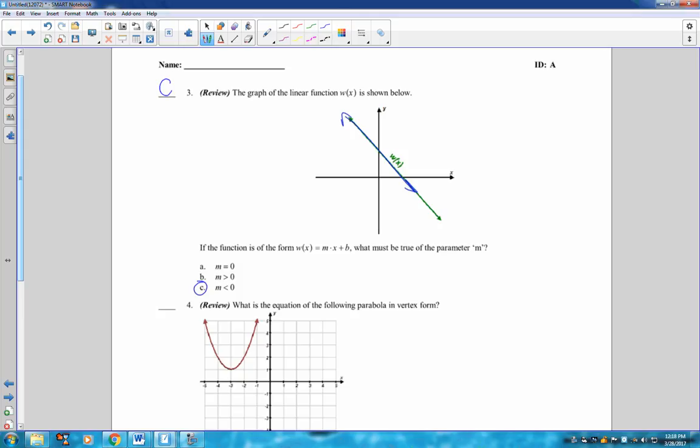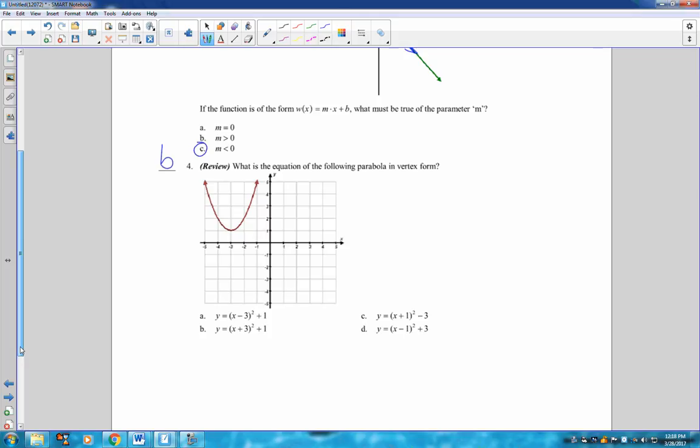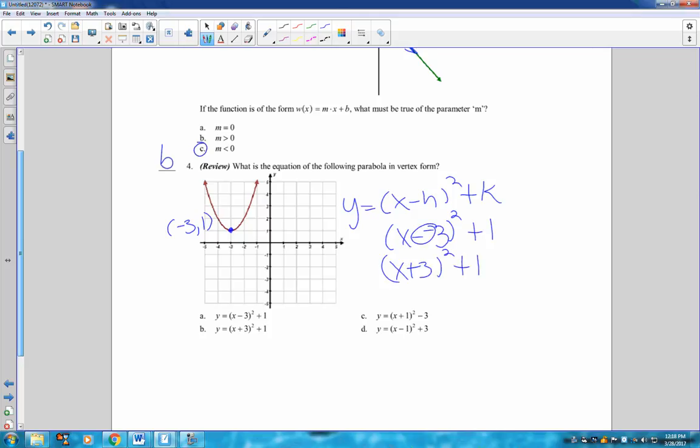Number 4 is B. What is the equation of the following parabola in vertex form? Well, your vertex is right here. The vertex is (-3, 1). Remember that your equation is a(x minus h) squared plus k. So that would be (x minus -3) squared plus 1. Simplify those signs, and you have (x plus 3) squared plus 1. And that is B.